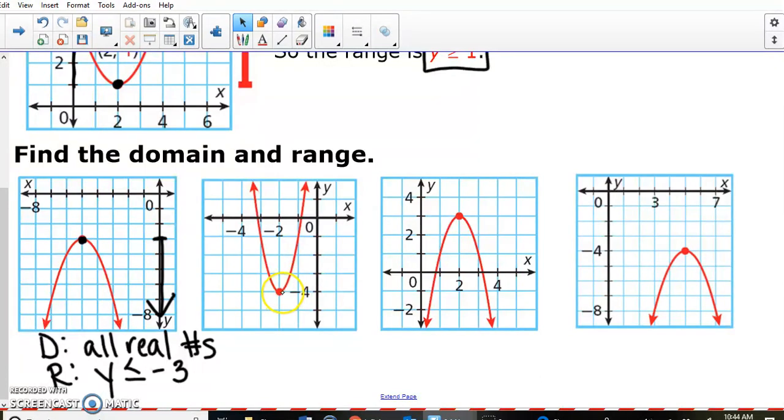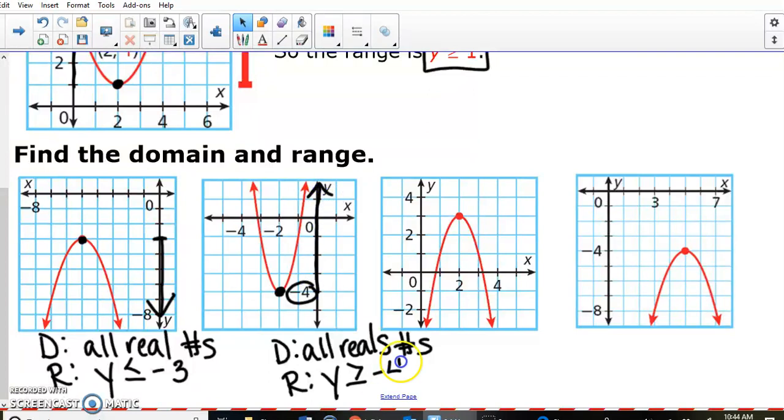On the next one, here's our vertex. So, well, first of all, we can do our domain. Our domain is always all real numbers unless stated otherwise. And then for our range, this time the parabola is going up from that vertex. So my range is going to be y is greater than or equal to my minimum value here, which is -4. So anything up above -4, that parabola will touch at some point.